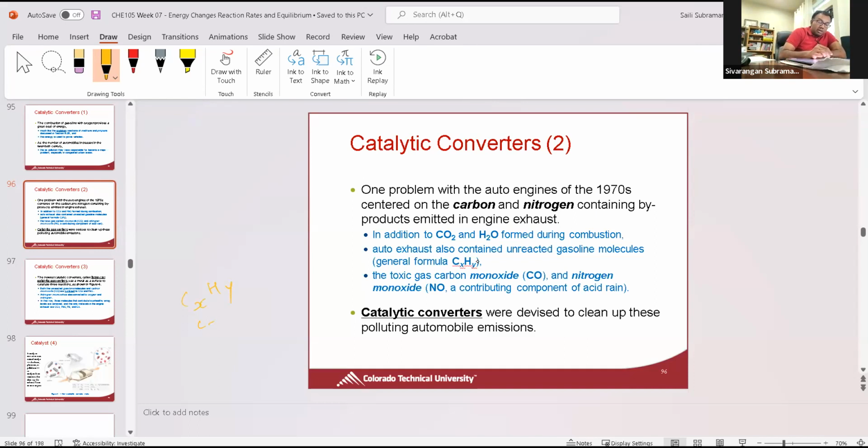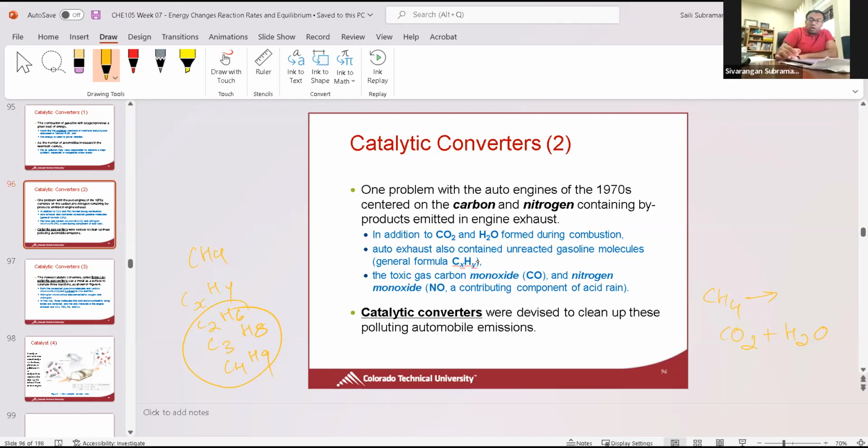It can be C2H6, it can be C3H8, it can be C4H9, so on and so forth, right? Different kinds of fuels, or it can be CH4, which is methane. So if you have unreacted gasoline molecules that come out on the product side, those are toxic. In addition to that, when you burn a fuel, usually you want carbon dioxide and water vapor.